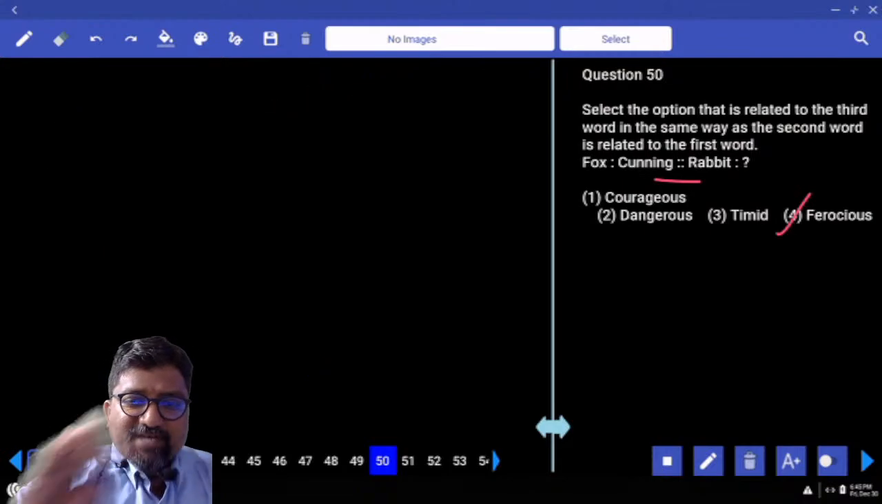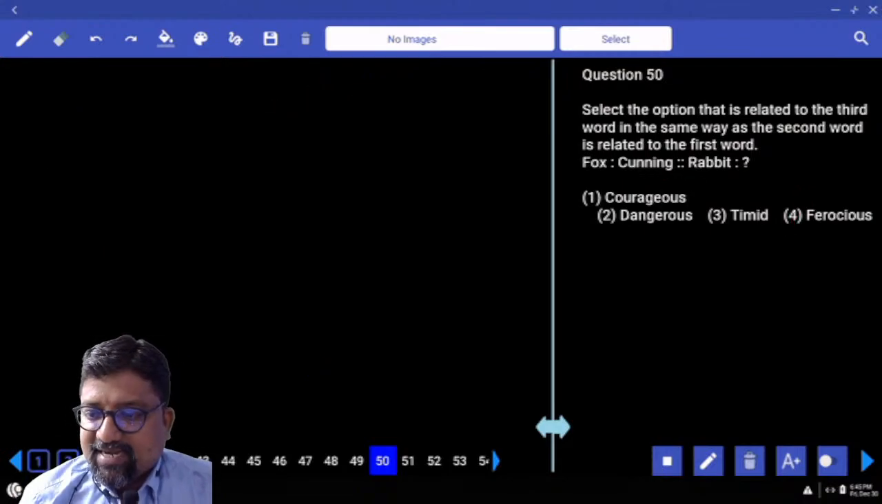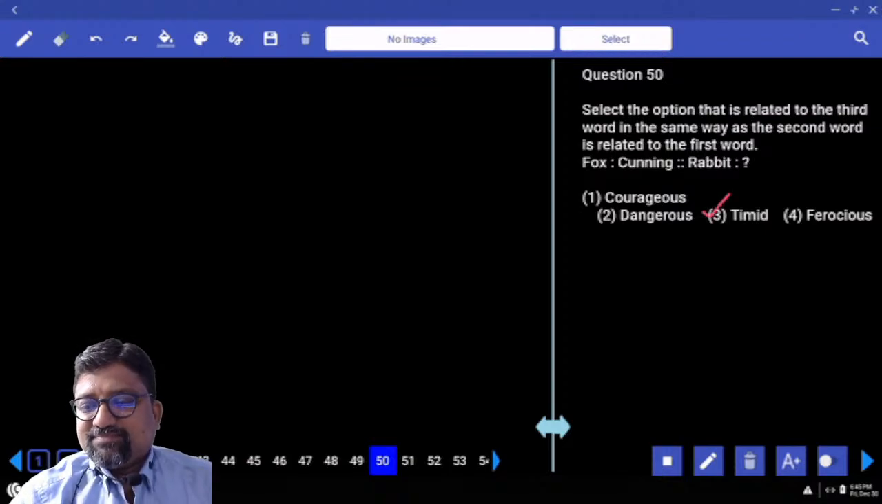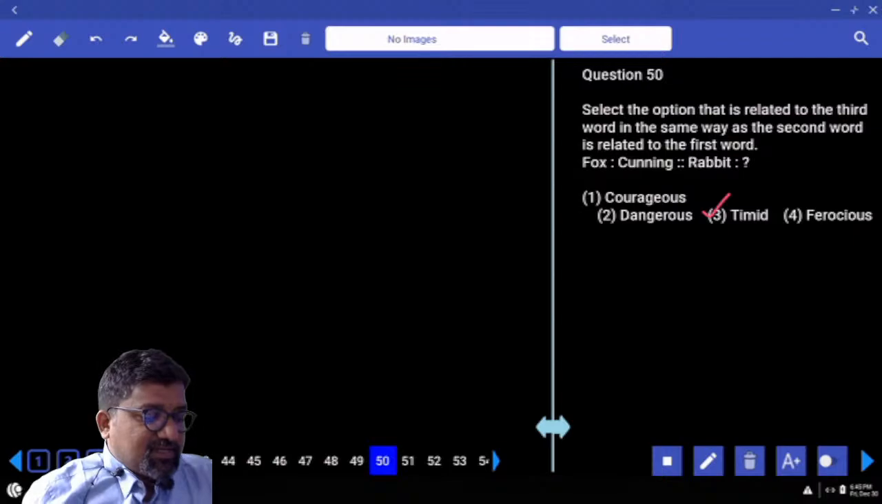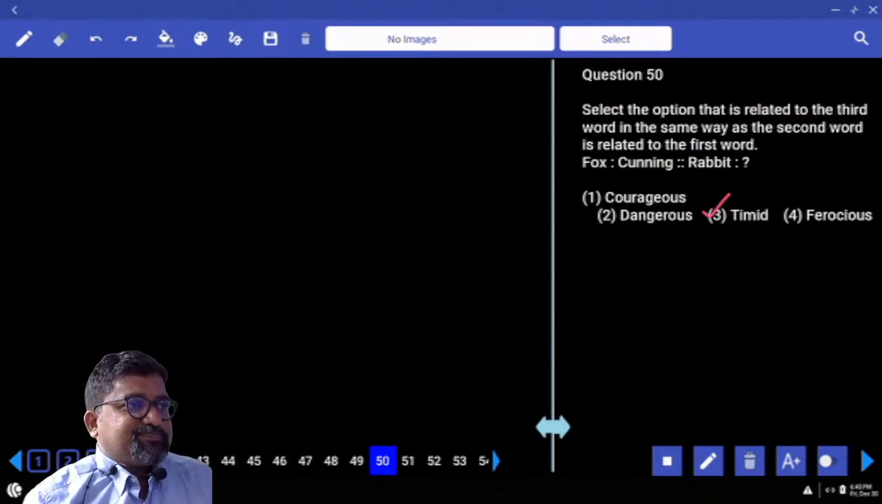Last question for the day. Fox, cunning behavior. Rabbit is timid. Timid means being afraid. Okay? Is this clear? Any doubts? Thank you.